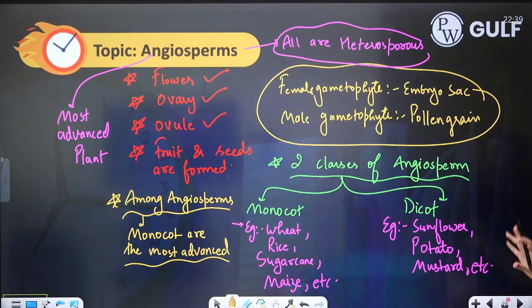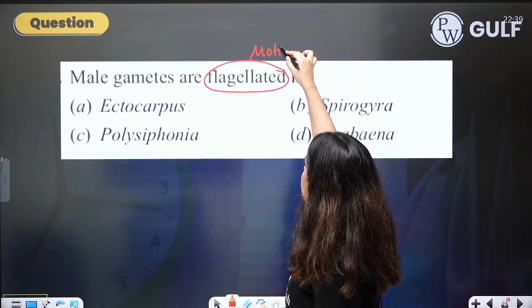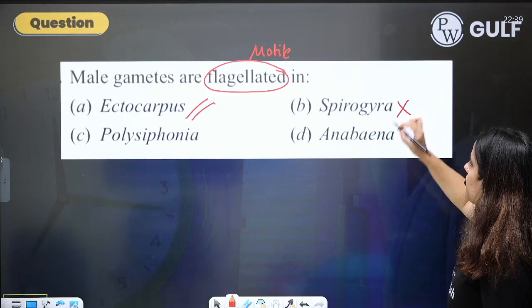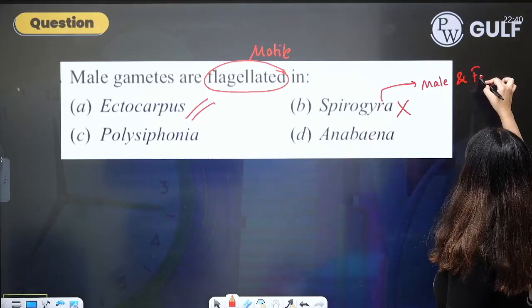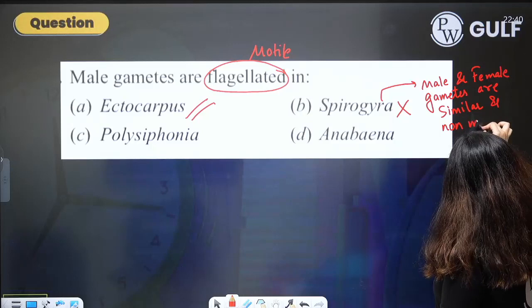So now let's solve some questions. Male gametophyte is flagellated, which means motile, in which? Ectocarpus, yes. Spirogyra, no beta. The male and female gametes are similar and non-motile. Anemone is a bacteria.